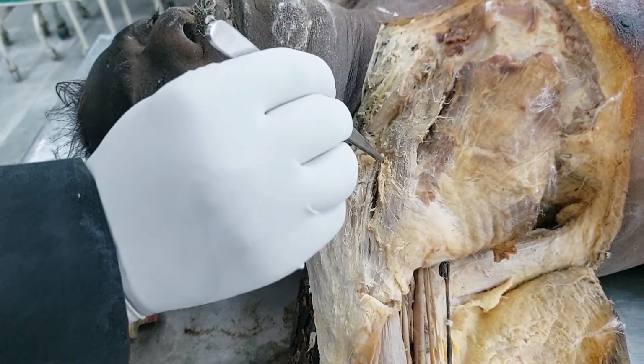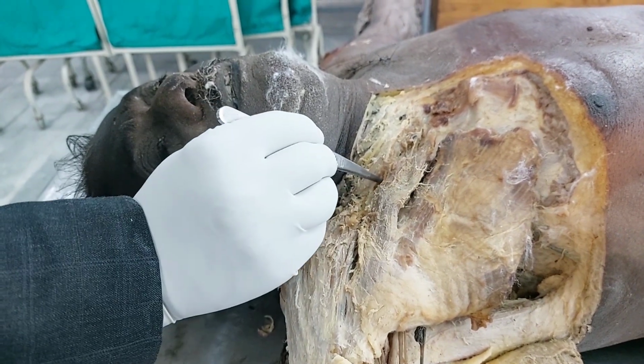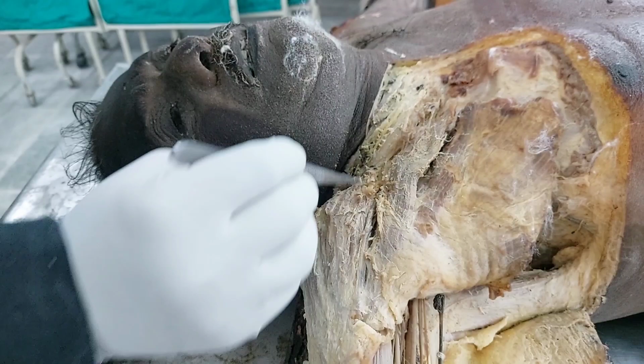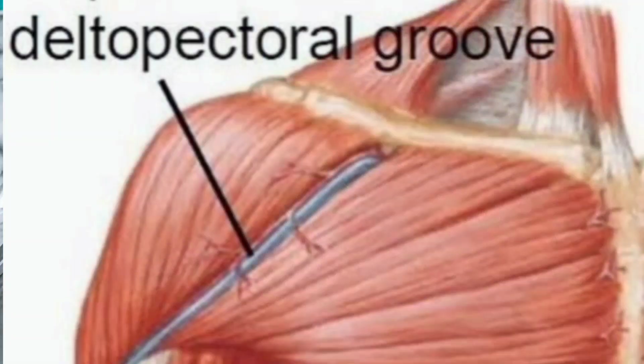So if a short note comes on the delto-pectoral groove, you have to draw a diagram forming the apex here, the base here, then the medial boundary and lateral boundary, and then the contents of the groove. So that's all for the delto-pectoral triangle or delto-pectoral groove.